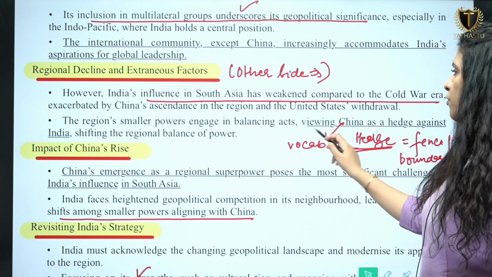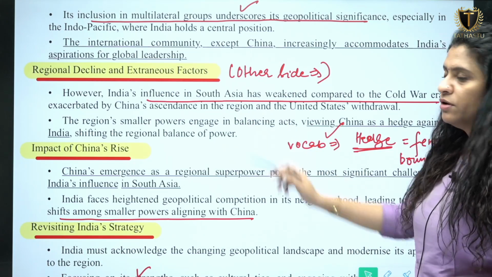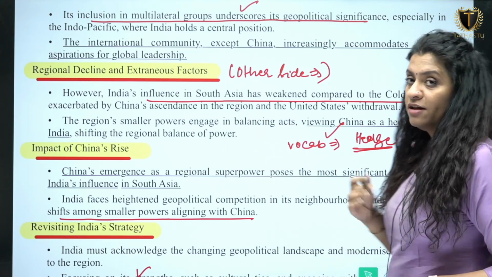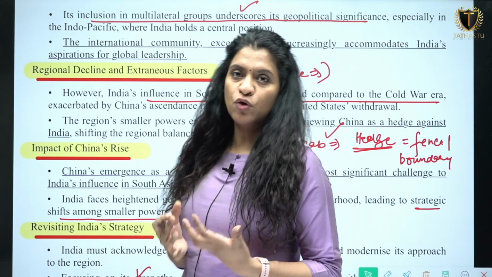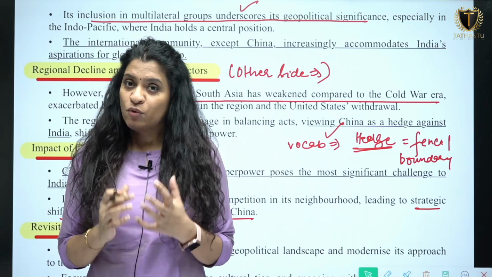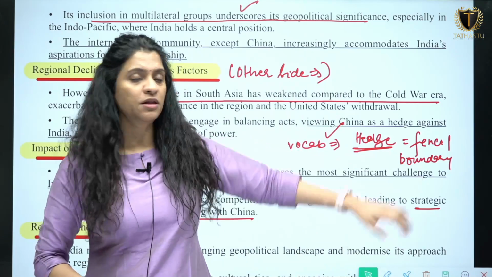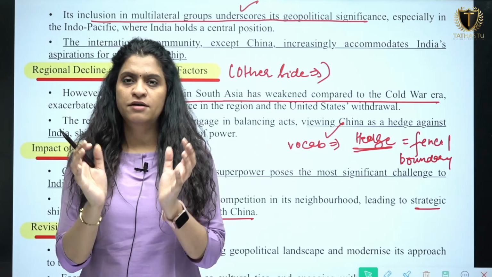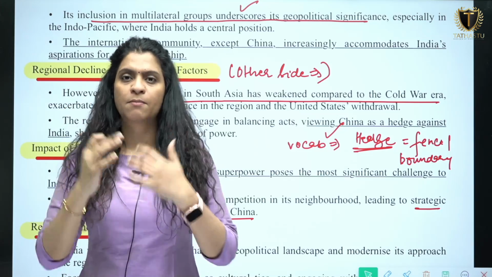So now, क्या हो रहा है कि जो neighborhood countries हैं, they are seeing China as a hedge. Now another vocab, आपको easy vocab भी थोड़ा pick करना चाहिए newspaper से. तो another vocab क्या है? Vocab is hedge. Hedge मतलब something which is being used as a fence or a wall to insulate oneself from some other danger.